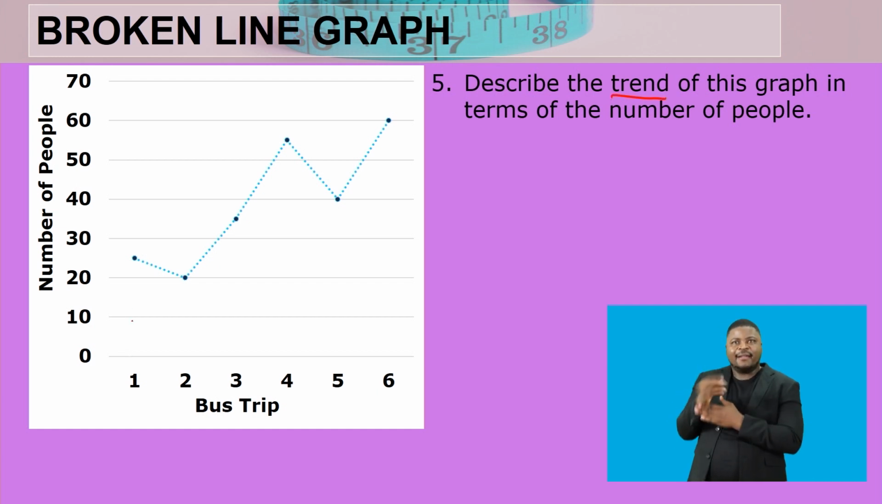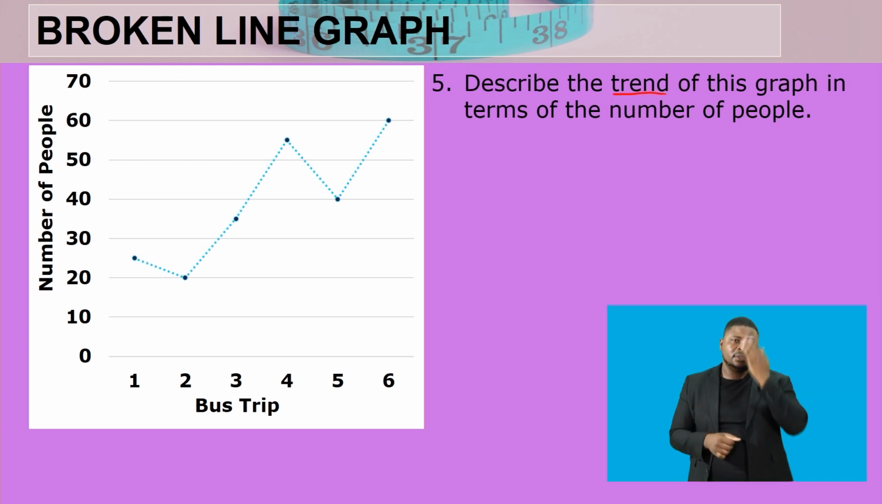So you say there was a decrease in number from bus 1 to 2, then we had an increase in number from 2 to 4, then we had a decrease in number of people from 4 to 5, then we had an increase from bus number 5 to number 6. Okay, let's write down our answer.